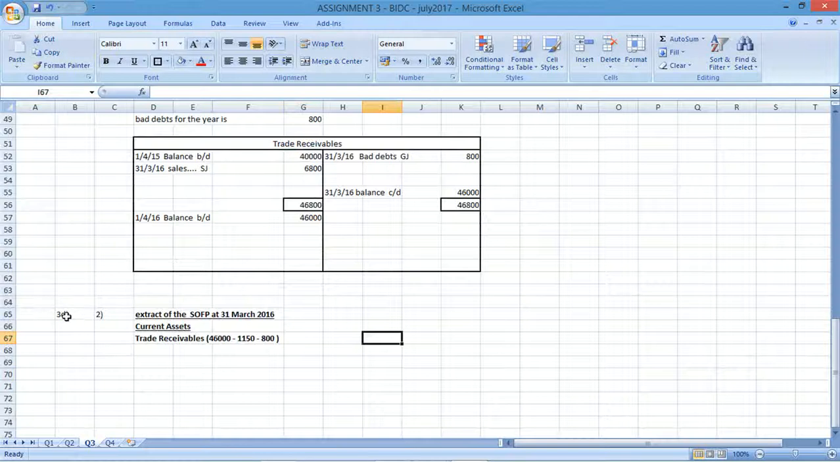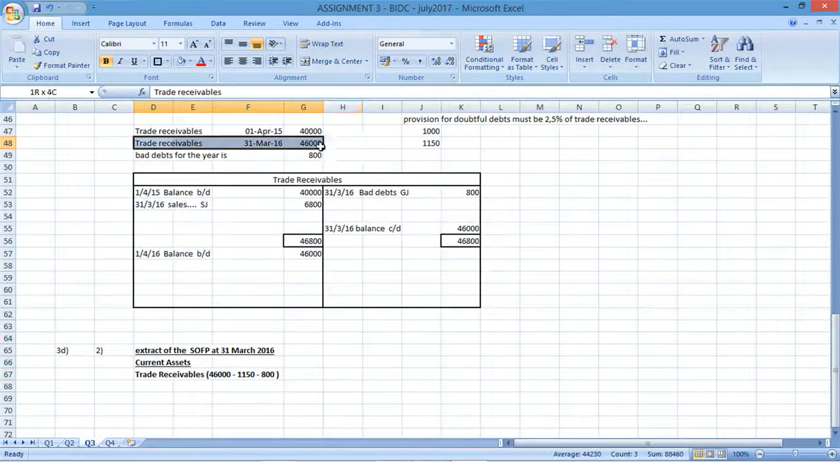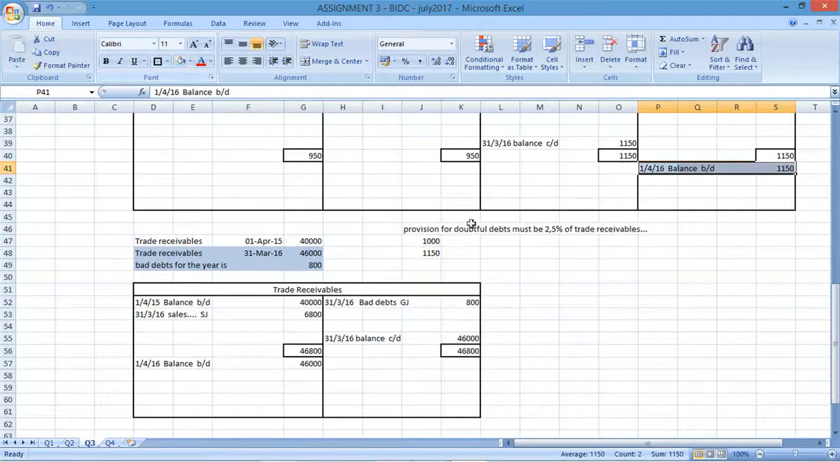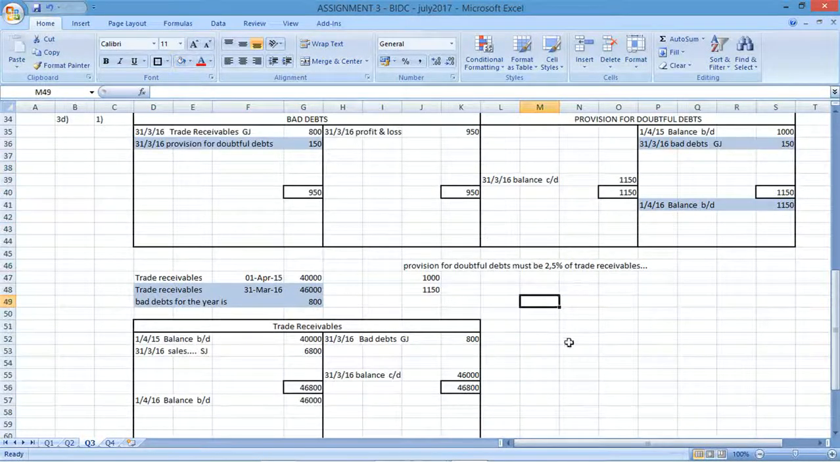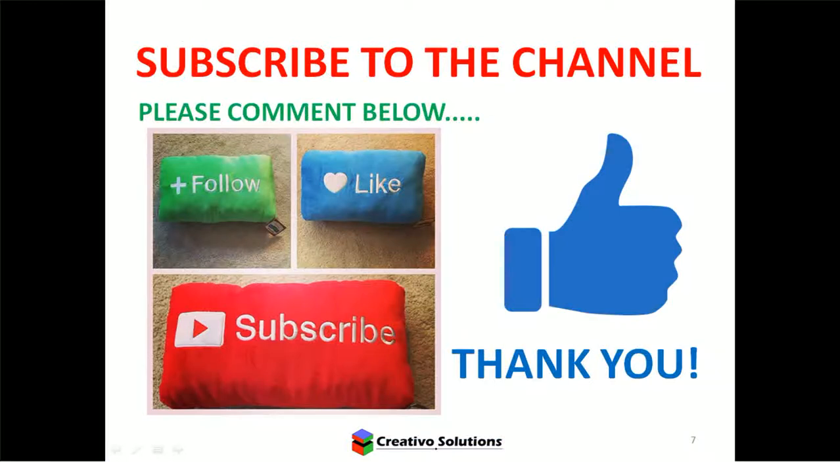Yeah, perfect. Okay, so 3D, extract of the statement of financial position, you'll show the closing balance. Okay, that amount, less the bad debts for the year, as well as this provision at the end of the year, because that's going to understate your bad debt, or your debtors rather. Okay, your debtors will be overstated because of the provision. Okay, the provision actually brings it down. And that's another question. This concludes question number 3 from the assignment number 3.